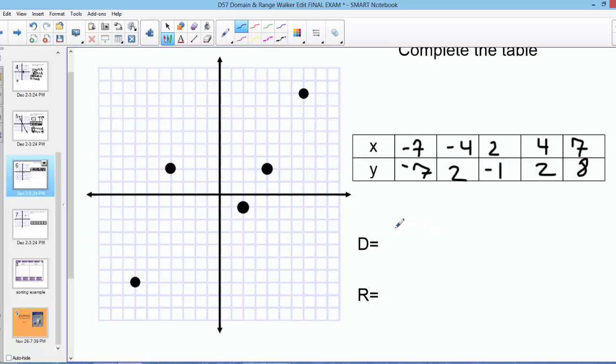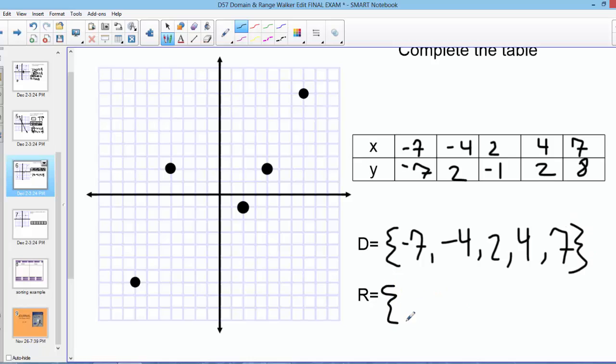So, what's our domain and range? Negative 7, negative 4, 2, 4, 7. What is our range? Negative 7, 2, negative 1, 2, and 8.